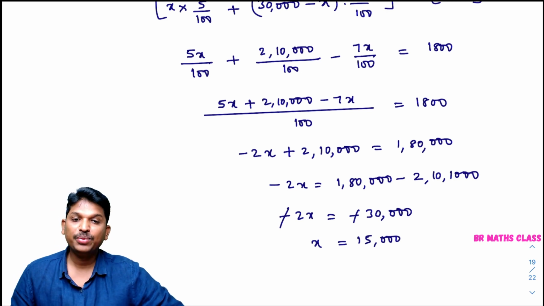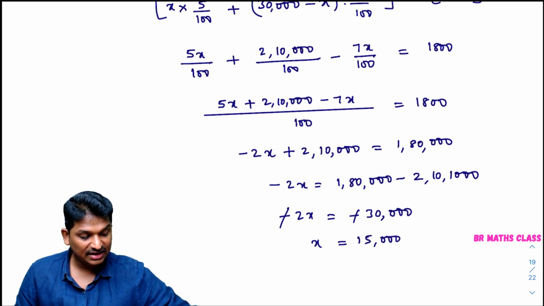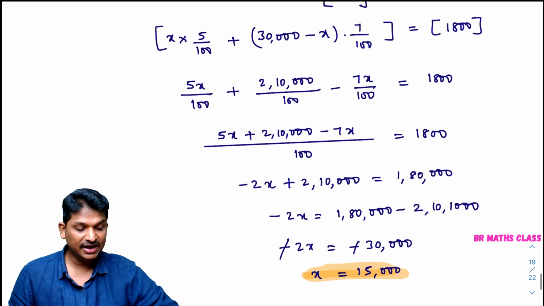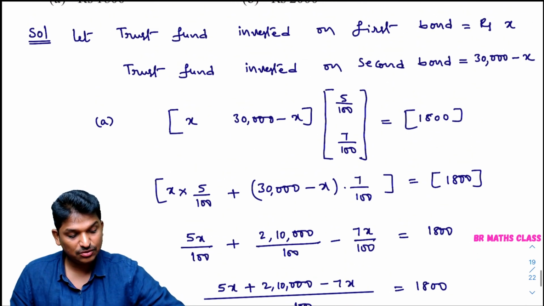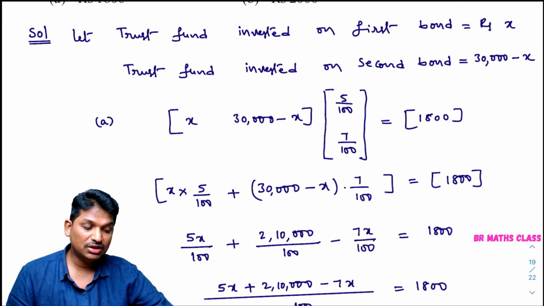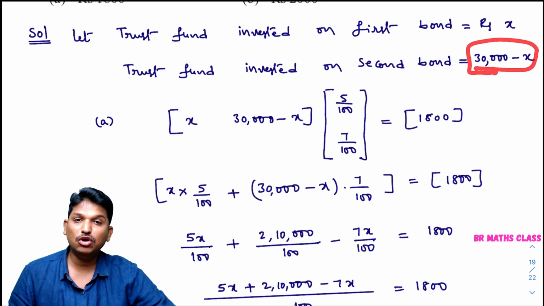15,000. So what is this x? We got x here. What is this x? X is the amount invested on the first bond. Okay. So once we got the x value, we can find how much amount we invested on the second bond also.